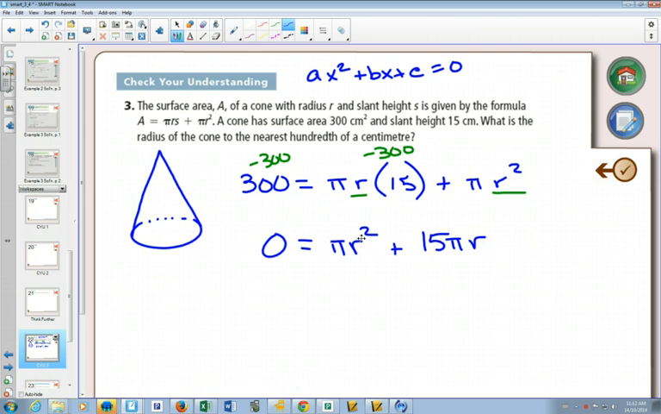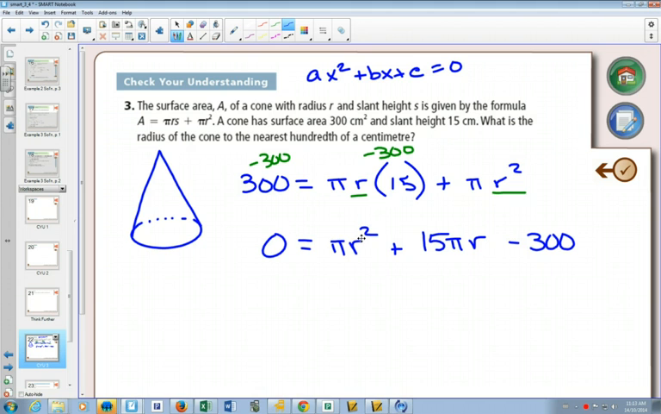You could type that into your calculator and get a big long decimal, but for now we'll just keep it as 15 pi. And finally, I've subtracted 300, so my c value is going to be minus 300. And I'll tell you right now, if you use the guess and check method to try and find r, you might be here for a very, very long time, especially with pi in there.